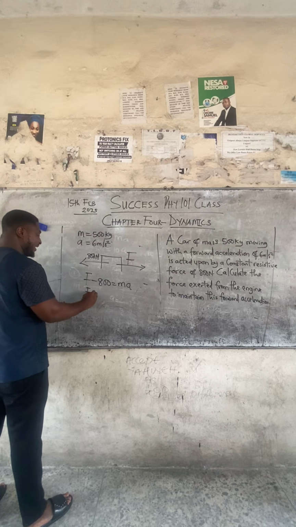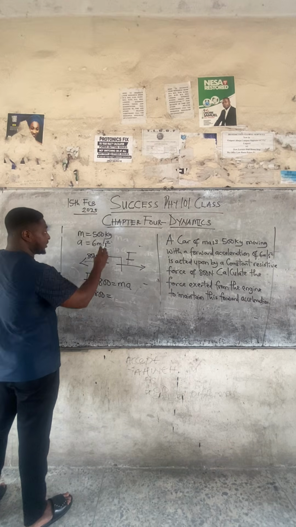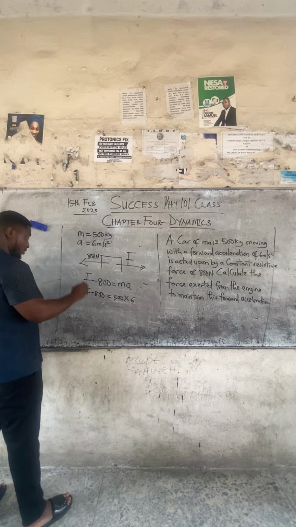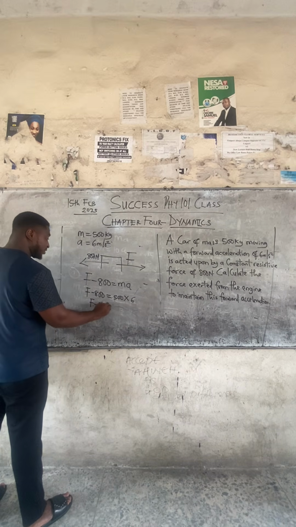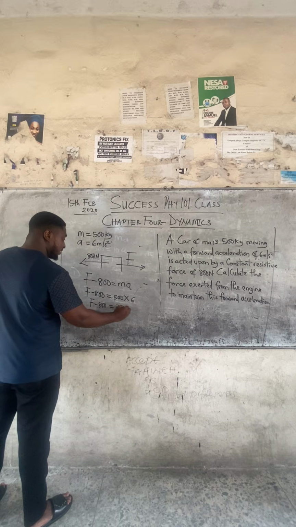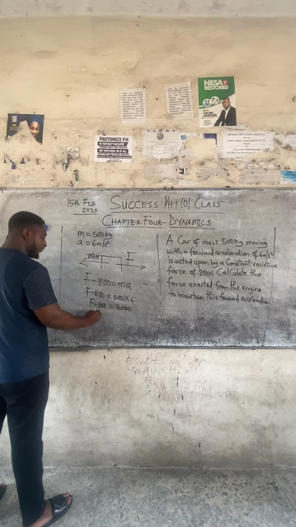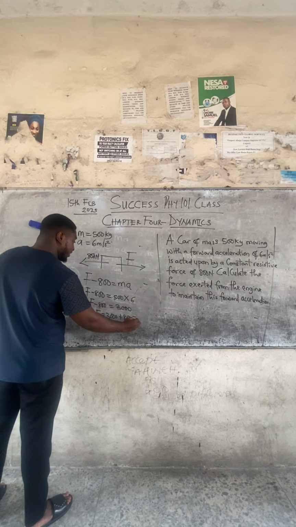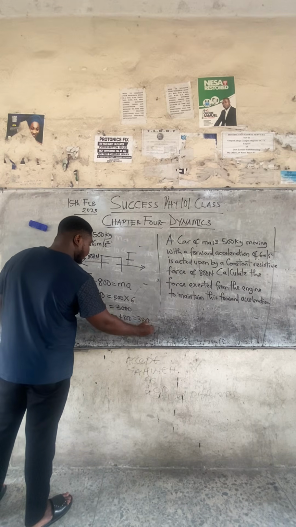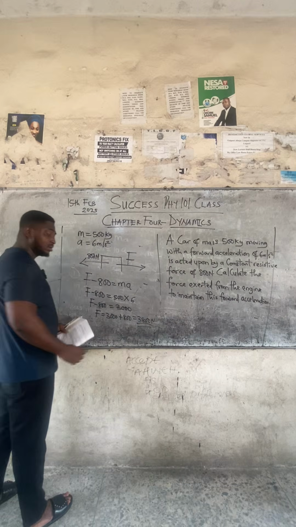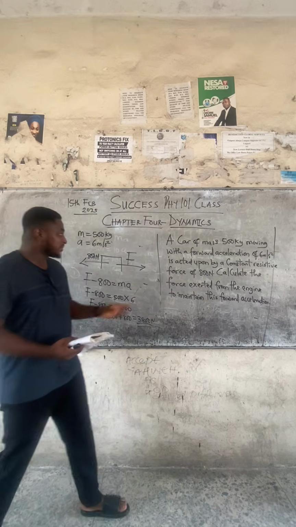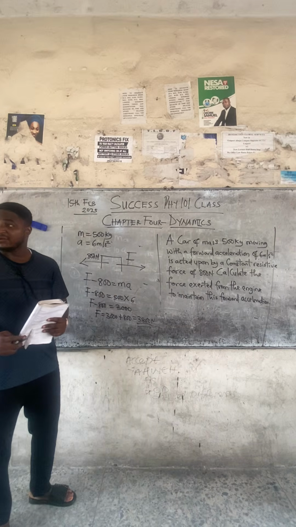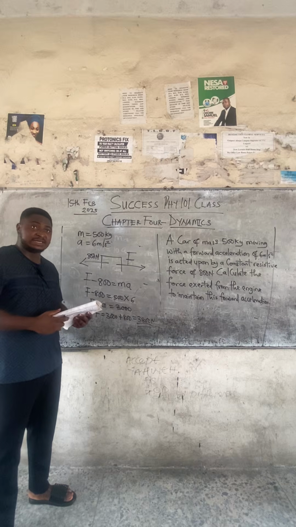So F minus 800 equals ma. The mass of the body is 500 kg, and the acceleration is 6 meters per second squared. F minus 800 equals 500 times 6, which is 3,000. Making F the subject of the formula, we have 3,000 plus 800, which gives 3,800 Newton. This is the force that must be acted on this engine to maintain the forward acceleration.